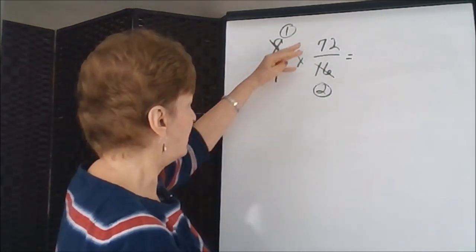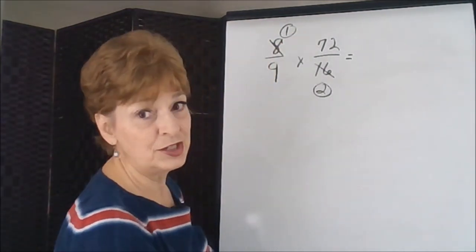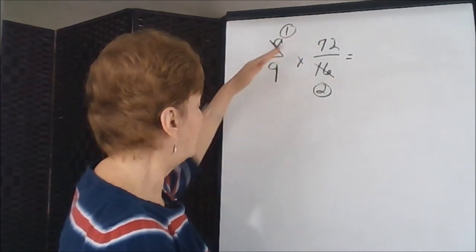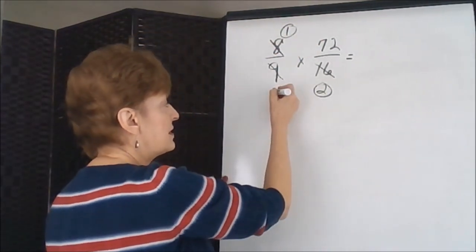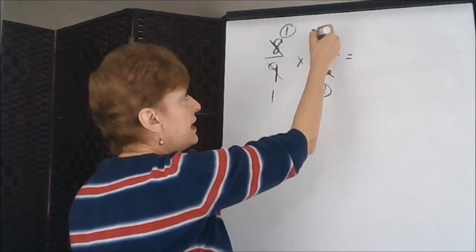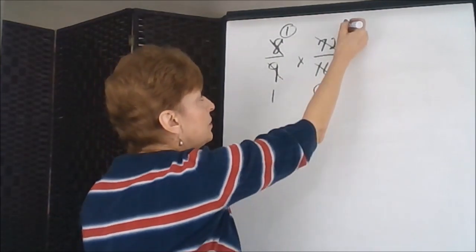On the other diagonal, we have 9 and 72, which are both in the nines line. So 9 can divide into itself once, and we'll use it over again. 9 goes into 72 8 times.